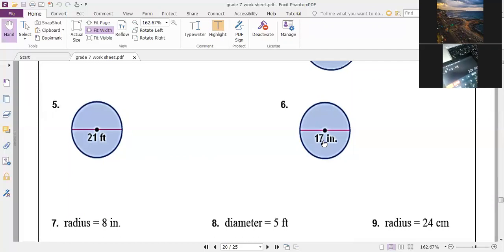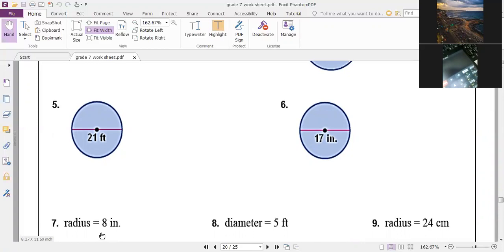Okay? So the area of the circle is equal to pi r squared. What is r? R here is equal to half of the diameter. So if you have the diameter, you must divide this number over 2.